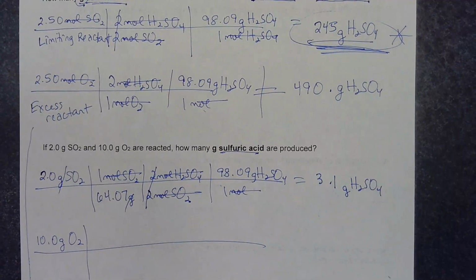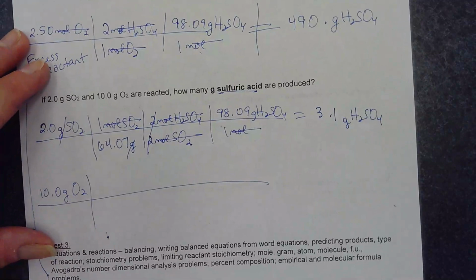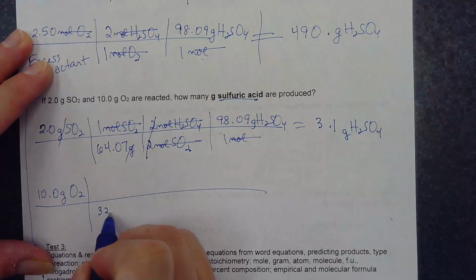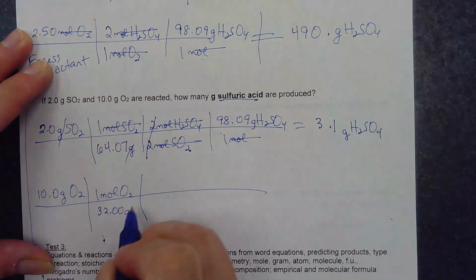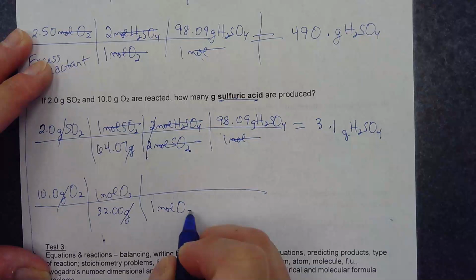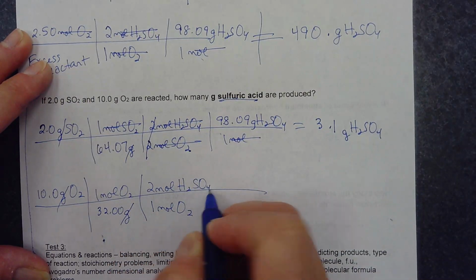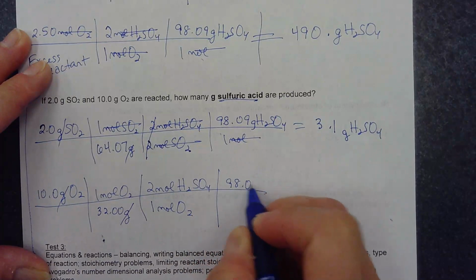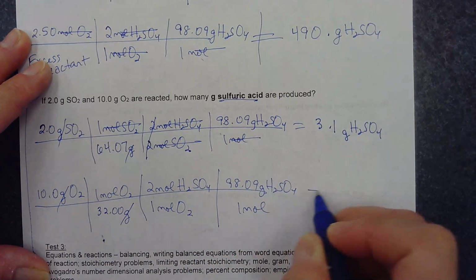All right. 10 grams of O2. So that's going to be 32.00 grams for every 1 mole of O2. From my balanced equation, that's 1 mole of O2, 2 moles of H2SO4, 98.09 grams of H2SO4 for every 1 mole.